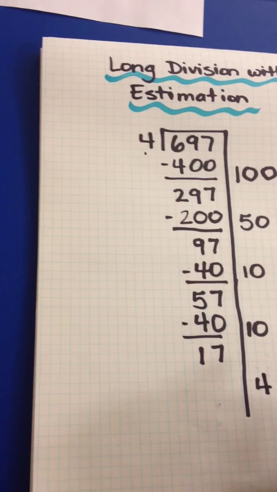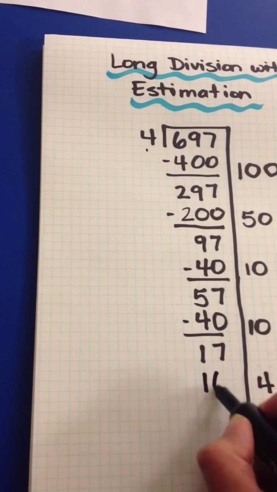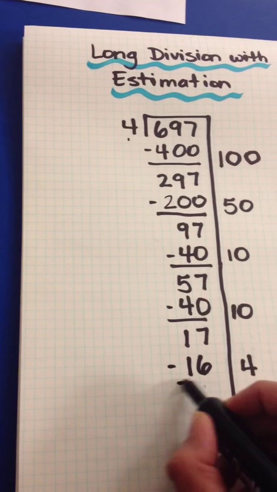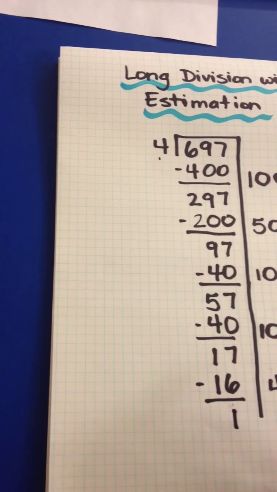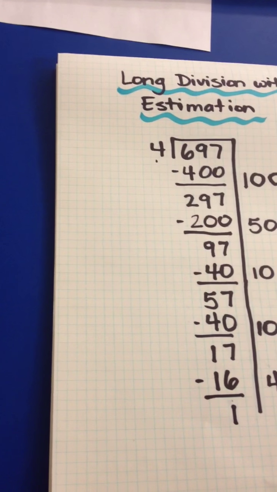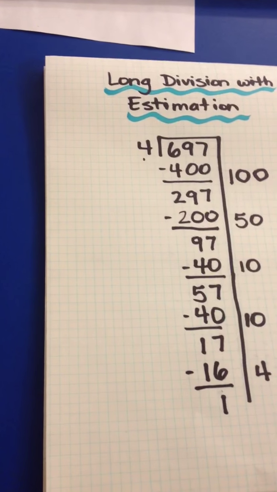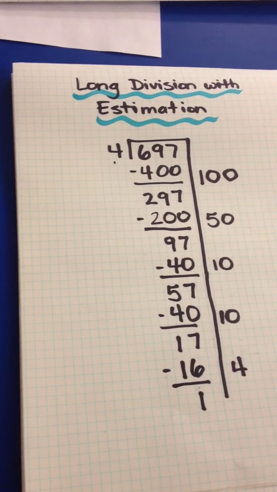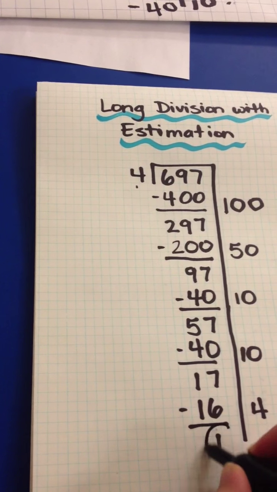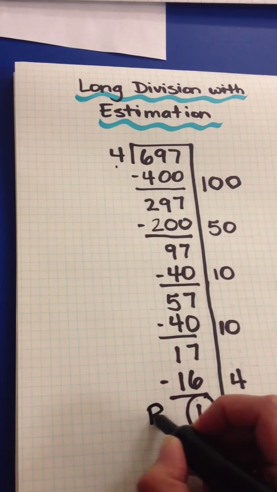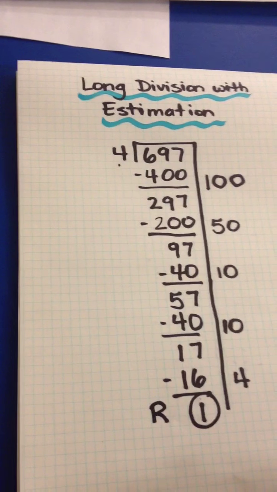So 4 goes into 17 approximately 4 times. I know that 4 times 4 is 16, and that's really close to 17. So 17 take away 16 leaves me with 1. Now, I can't divide any more because I know that 4 will not fit into 1. So 1 is my remainder. I'm just going to circle it and label it with an R because I know that's my remainder.